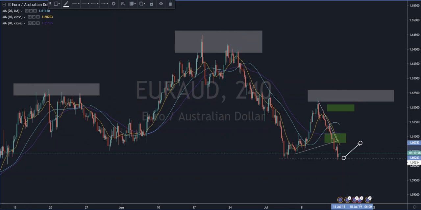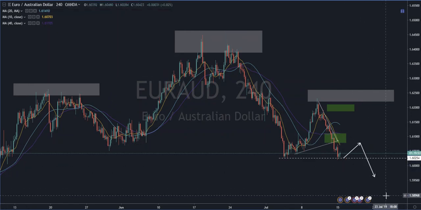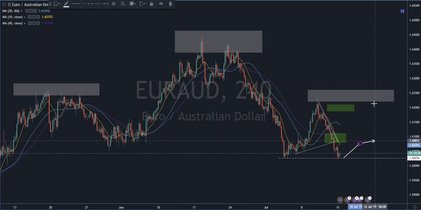And then reject if it's going to break. So we could almost see like a double top, or it's not really a head and shoulders, but it's a head and a left shoulder before we continue short. Or this could continue to reject and come back and test these areas again.